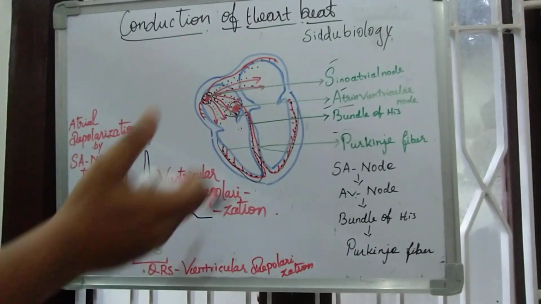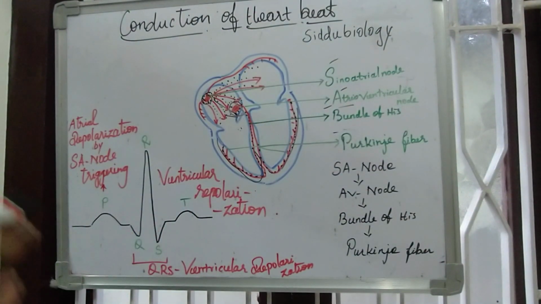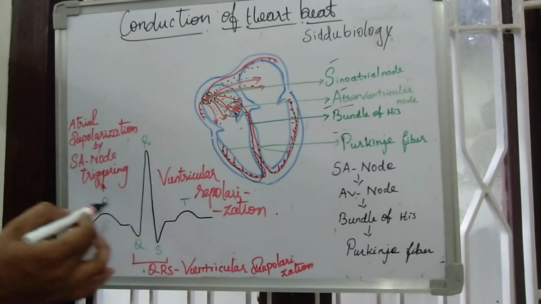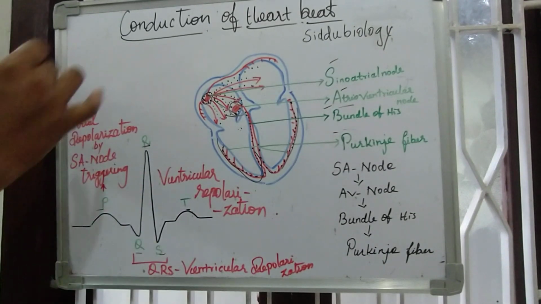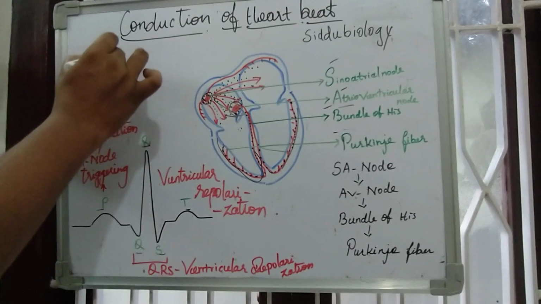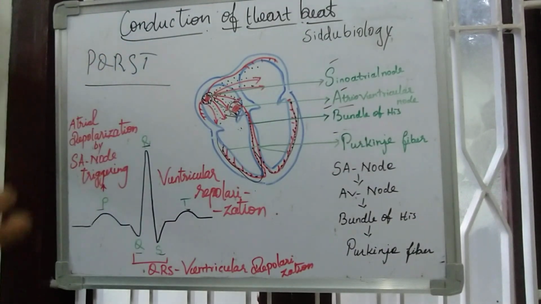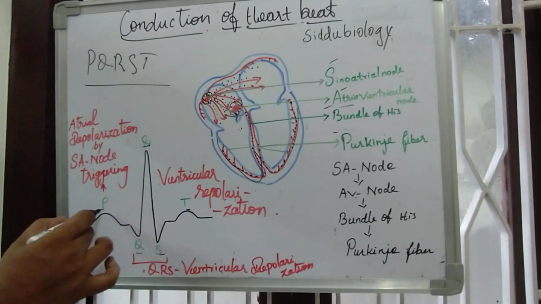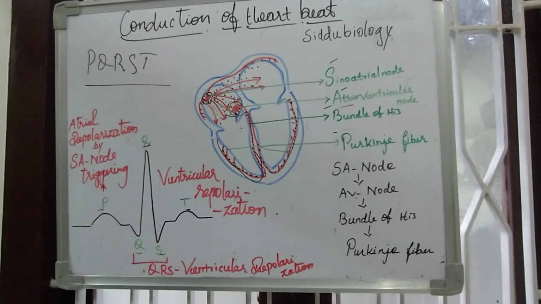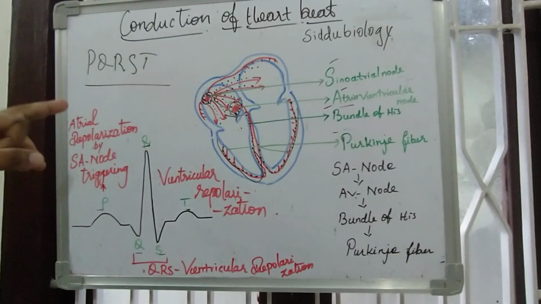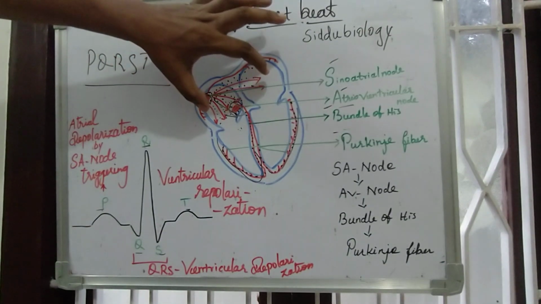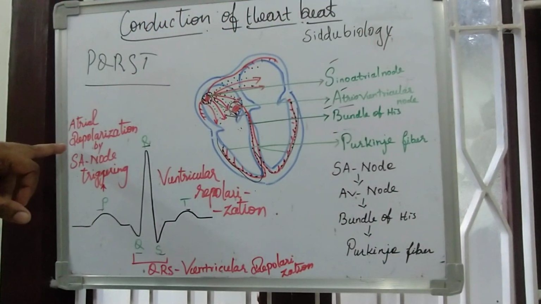Okay, so it is easy to know about the ECG. The ECG is nothing but the P, Q, R, S, T waves. Just a few letters, that's all. So P wave means nothing but atrial depolarization. What is meant by atrial depolarization? The atrium contraction. When both atria contract, it is called atrial depolarization.